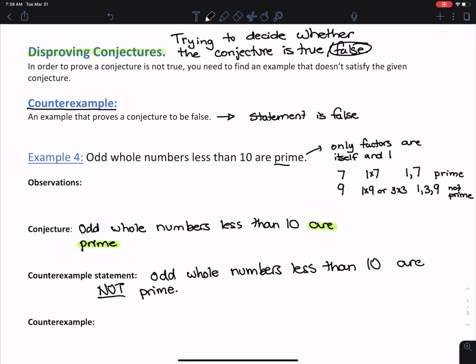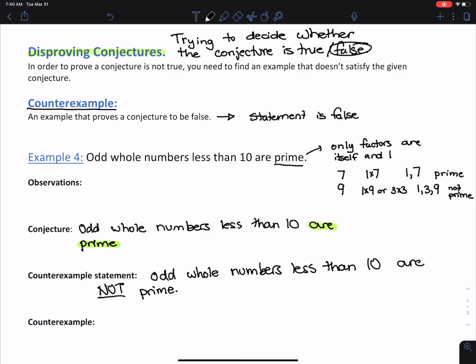Okay, so let's think about this. A prime number is a number that has only two factors, the number itself and 1. So 7, for example, is a prime number because I multiply to get to 7 by 1 times 7, and therefore 1 and 7 are factors of 7, and the only factors are 1 and itself. So this would be a prime number. 9 would not be prime because I have two ways to multiply to get to 9: 1 times 9 or 3 times 3. So my factors of 9 are 1, 3, and 9. And because it has more than two factors, it's not prime.